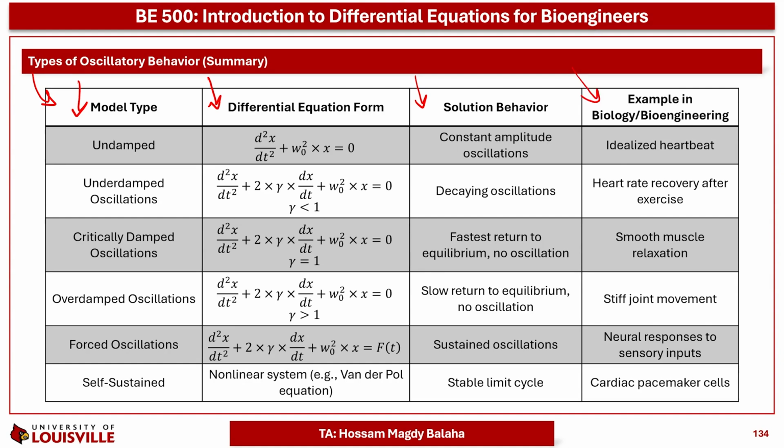For example, between critically damped and overdamped, it's fast to return to equilibrium for the first, but slow here. Both of them have no oscillations. For the underdamped, we have decaying oscillations, but for the undamped, constant amplitude oscillations. For the forced oscillations, we have sustained oscillations, and self-sustained, which is the last one, follows the van der Pol equation, and here we have a stable limit cycle and internal nonlinear feedback that causes the system to oscillate.